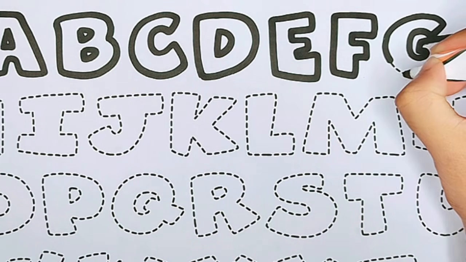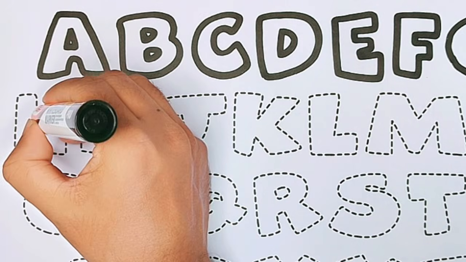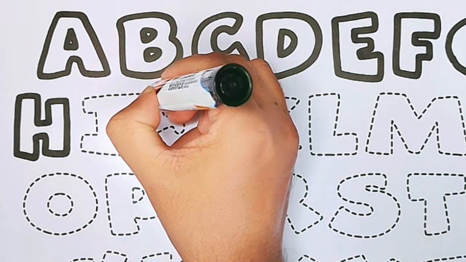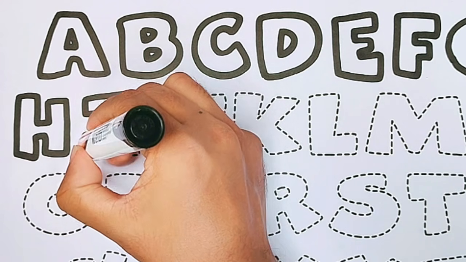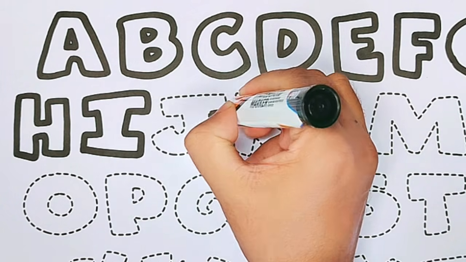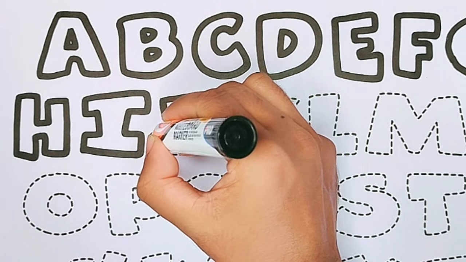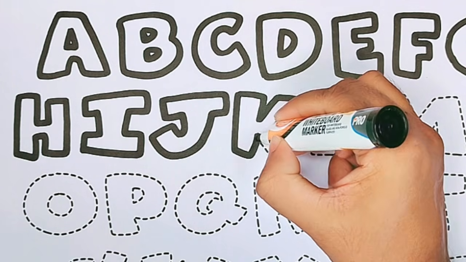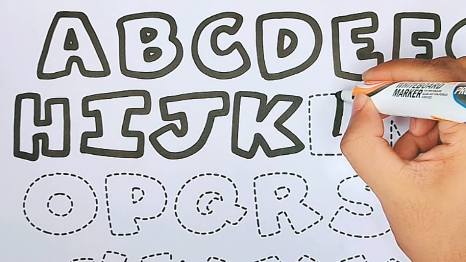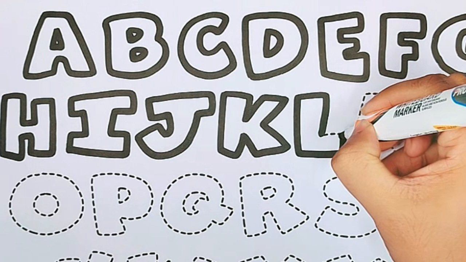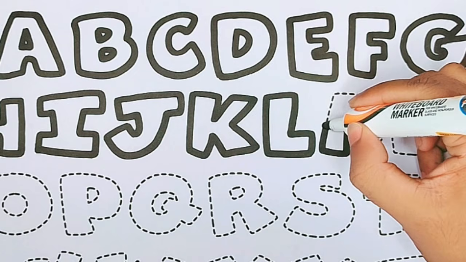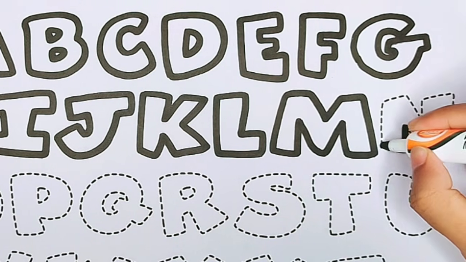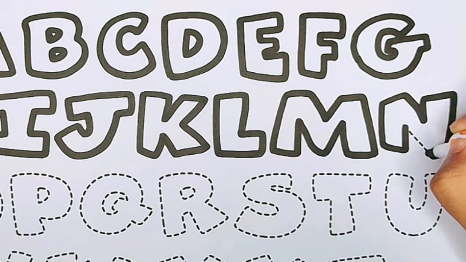G for grapes. H for hand. I for igloo. J for jar. K for kite. L for ladybug. M for mushroom. N for net.